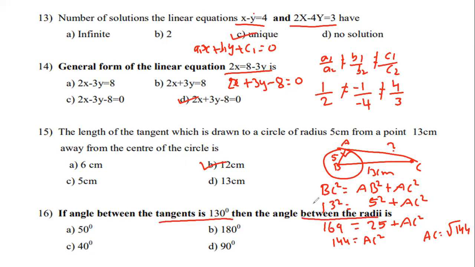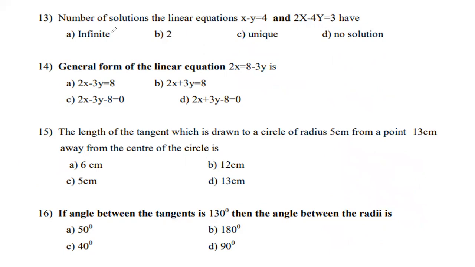The angle between the tangents is 130 degrees. Then the angle between the radii? This is the circle. The angle between the tangents is given as 130 degrees. The angle between the radii is this one. Sorry, this is 130. This one is then equal to 50, 60, 70, 80. Yes, 50 plus 130 is 180. So option E is correct.